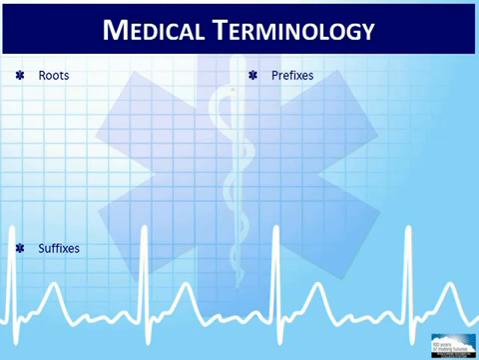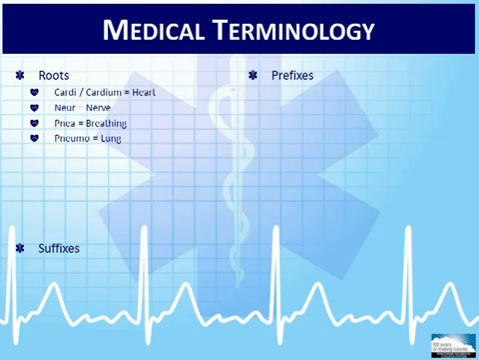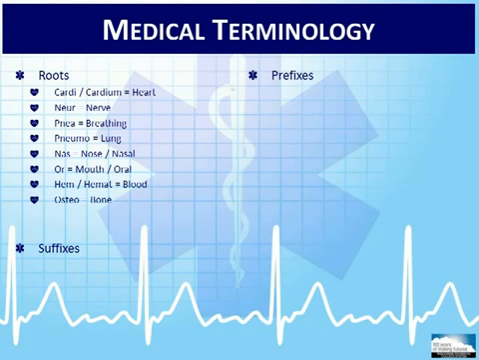For an EMS provider, some of the most common are cardia or cardium, which refers to the heart, neur, referring to a nerve or the nervous system, pnea, related to breathing, pneumo, referring to the lung, nas, referring to nose or nasal, or refers to mouth or oral, hem or hemat refers to the blood, osteo refers to bone, arthra refers to joints, myo refers to muscles.